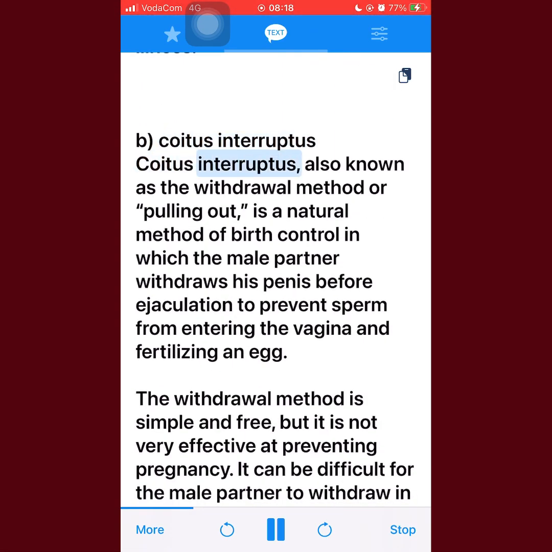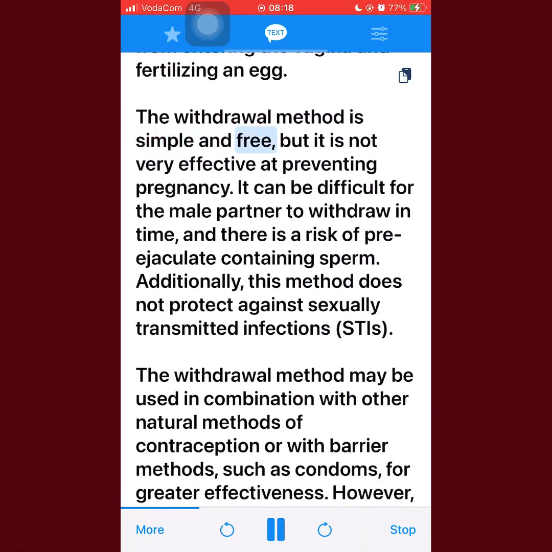B. Coitus interruptus. Coitus interruptus, also known as the withdrawal method or pulling out, is a natural method of birth control in which the male partner withdraws his penis before ejaculation to prevent sperm from entering the vagina and fertilizing an egg. The withdrawal method is simple and free, but it is not very effective at preventing pregnancy. It can be difficult for the male partner to withdraw in time, and there is a risk of pre-ejaculate containing sperm. Additionally, this method does not protect against sexually transmitted infections (STIs).